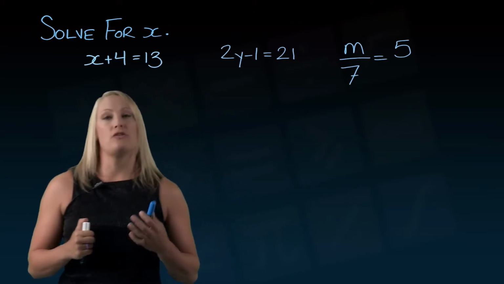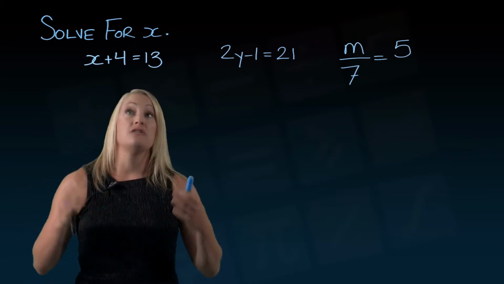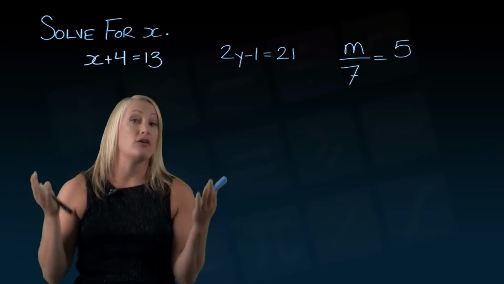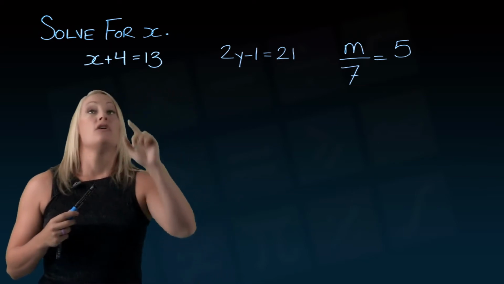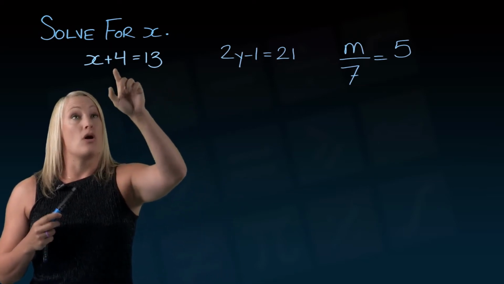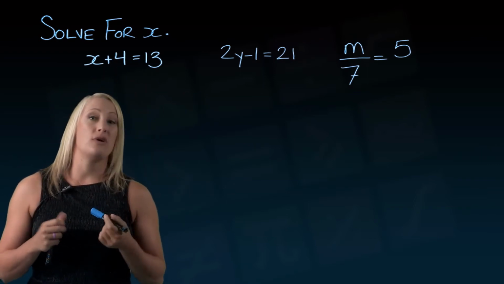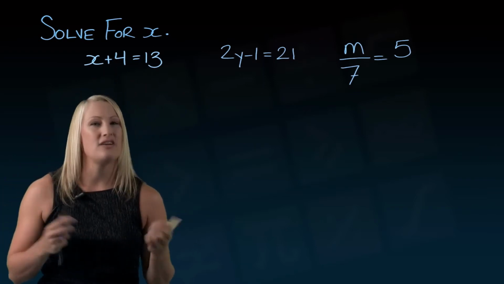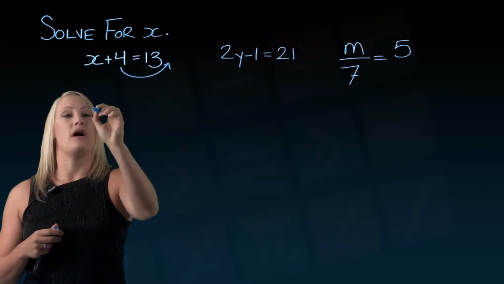We've got x plus 4 equals 13. So what we want to do for all of these questions is we want to isolate the variable, the letter, in this case x. We want to get it by itself. So what I need to do is I need to get this 4 away from the x. And since the x and the 4 are separated by this plus sign here, they're not attached to each other, all I need to do is move the 4 to the other side.